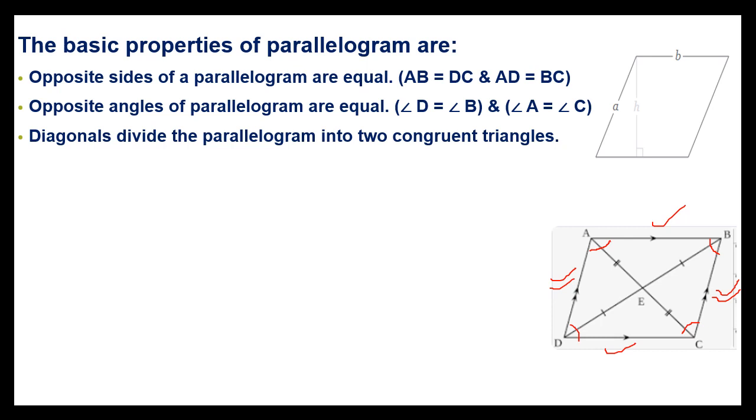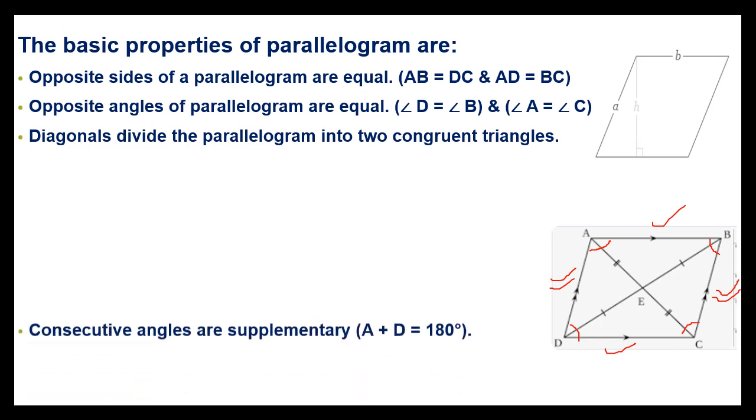Diagonals divide the parallelogram into two congruent triangles. So AC is a diagonal and we say that triangle ADC will be congruent to triangle ABC along the diagonal AC. Both the triangles will overlap each other. They are equal in shape and size, so we say they are congruent. Similarly, the diagonal BD also gives you two triangles which are equal in dimensions.